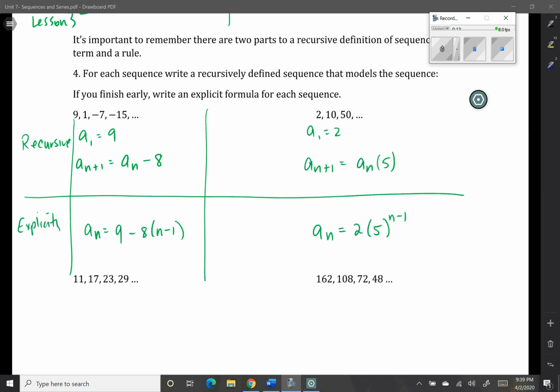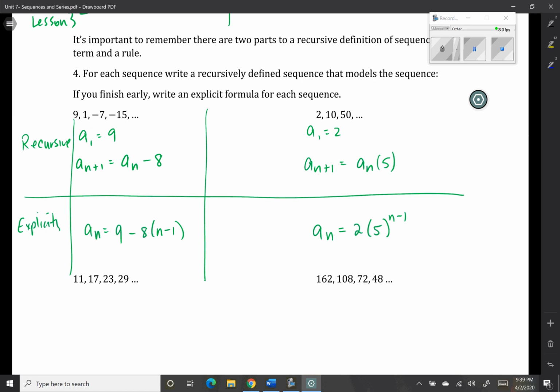The next thing I'm going to say is, what's my rule? How do I get from one term to the next? So I'm going to say the next term of this sequence, a sub n plus 1, is equal to the previous term, a sub n, minus 8. So I'm taking each term, and to get to the next term, I'm going to keep subtracting 8. To define that explicitly, I'm going to just use the rule I did in lesson 2. So I'd say a sub n is equal to the first term, 9, minus 8 times n minus 1.